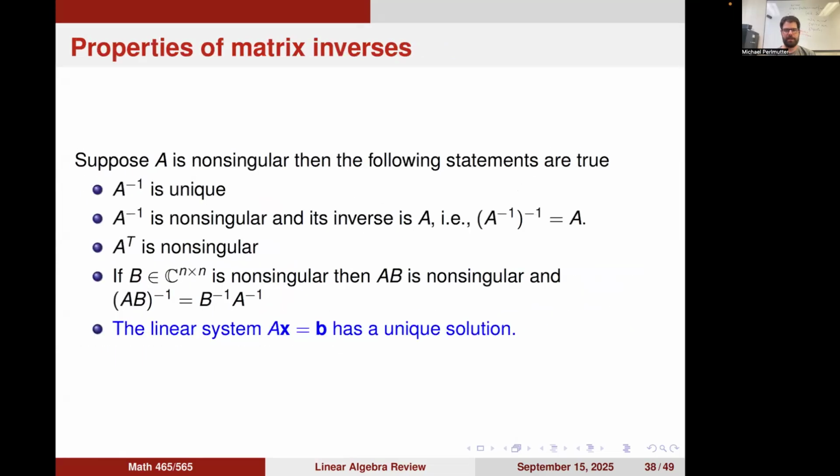Some other important properties: for any non-singular matrix, the following statements are true. A has a unique inverse. A inverse itself is non-singular, and the inverse of the inverse is back to the original matrix A. A transpose is also non-singular. And furthermore, if B is non-singular, then A times B is non-singular, and the inverse of AB is given by B inverse A inverse. And lastly, the solution to Ax = b is unique.